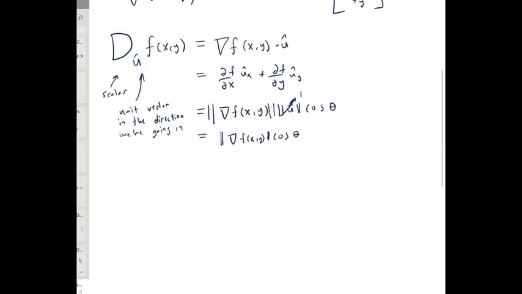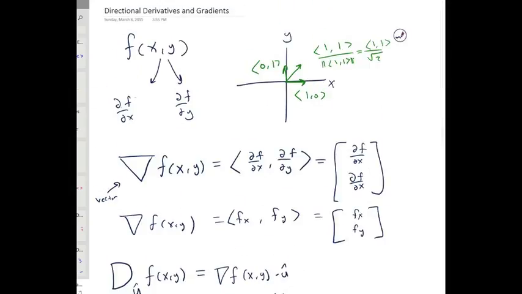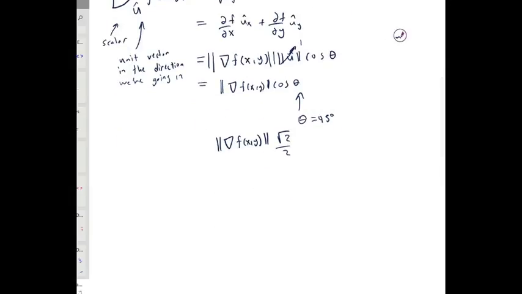So we'll show some examples later of how to calculate this, but this just gives the rate of change in the direction specified by the unit vector. So if we had theta equal 45 degrees like we wanted before, cosine of theta is square root of 2 over 2. So if we wanted to find the rate of change at 45 degrees above the x-axis, you just need to find the gradient, find the magnitude, and multiply by square root of 2 over 2.